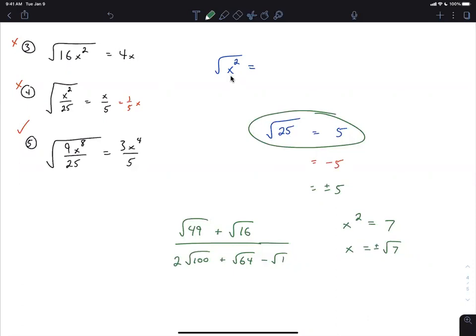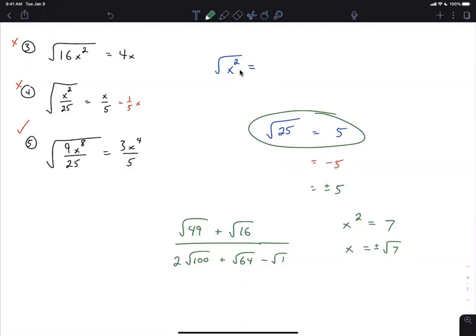But that means the square root of x squared is not necessarily x. It's also not plus or minus x. Why is it not necessarily x? When is the square root of x squared for sure just x? If x is what? Greater than 0, or technically greater than or equal to 0. So if x is positive or 0, then this is x.